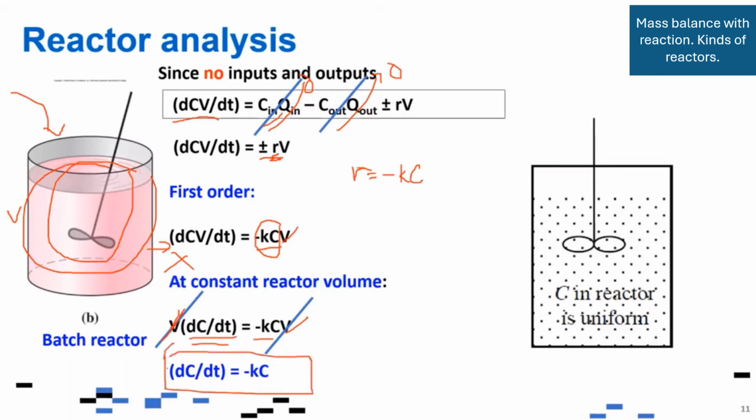Now if you try to integrate this one, you have dC, and it becomes minus kC dt, and C can also be put here. The integration will now get you the integrated equation for a reactor analysis for a first order reaction, in this case for a batch reactor. I will show you the integrated equation after a few slides.